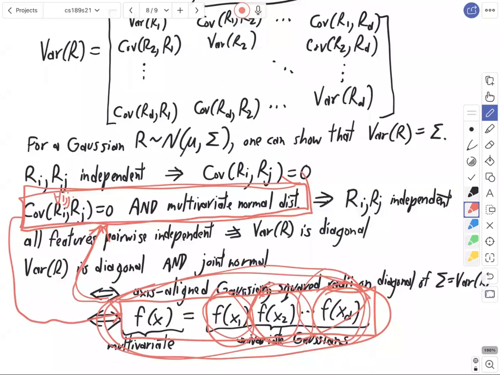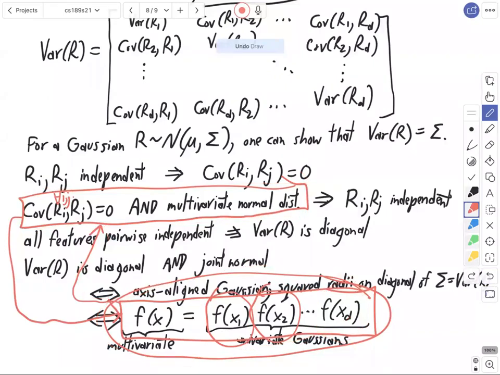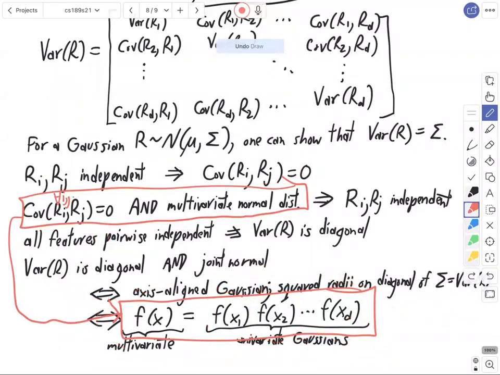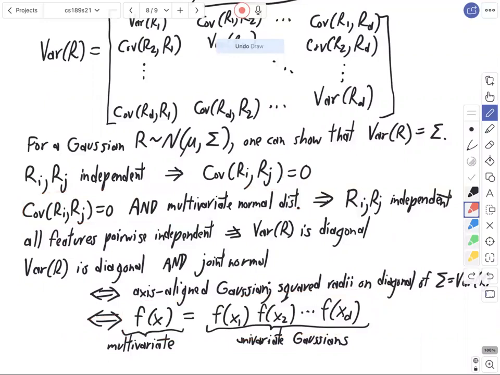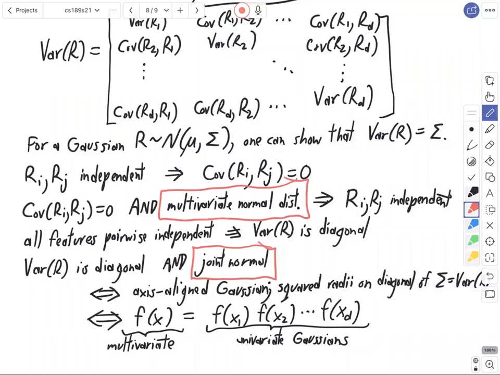Okay, and there's some questions about what exactly joint normal means. Oh, joint normal is just a different name for the multivariate normal distribution. You will often see it, so you should get used to it: joint normal distribution and multivariate normal distribution are just two different words for the same thing. Other questions?